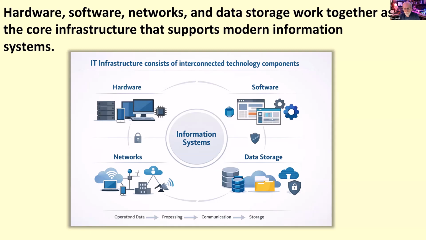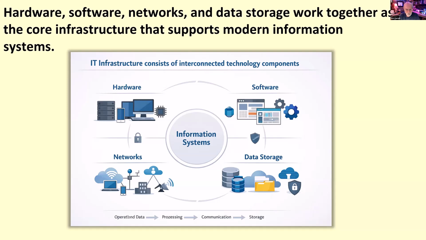First, hardware includes the physical devices organizations rely on, such as computers, servers, mobile devices, and other equipment used for input, processing, output, and storage. Second, software includes operating systems, applications, and enterprise platforms that tell the hardware what to do and allow users to perform tasks. Third, networks connect devices, users, and locations so that information can move across the organization and beyond it. Finally, data storage provides the means to save, retrieve, protect, and manage information that the systems depend on.